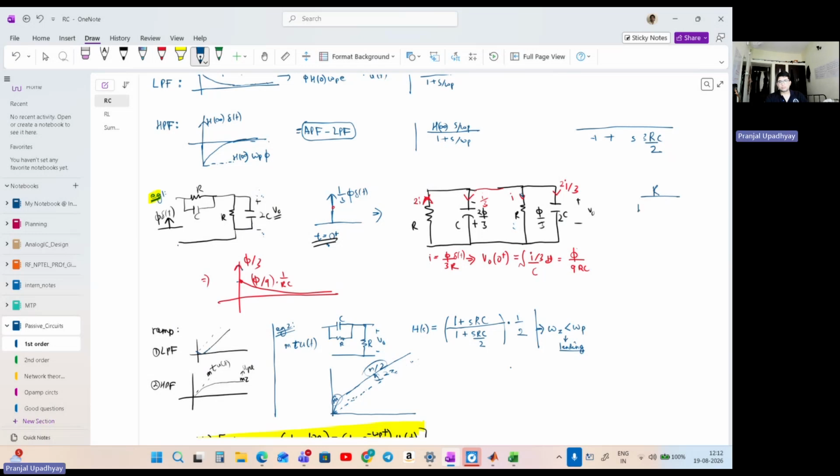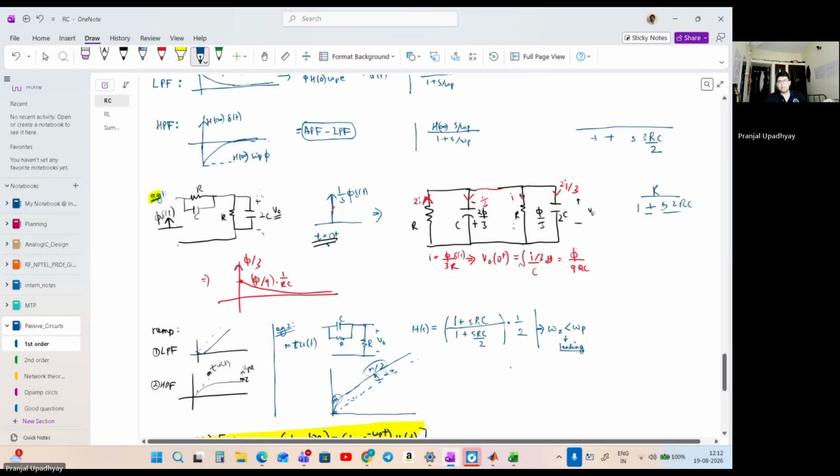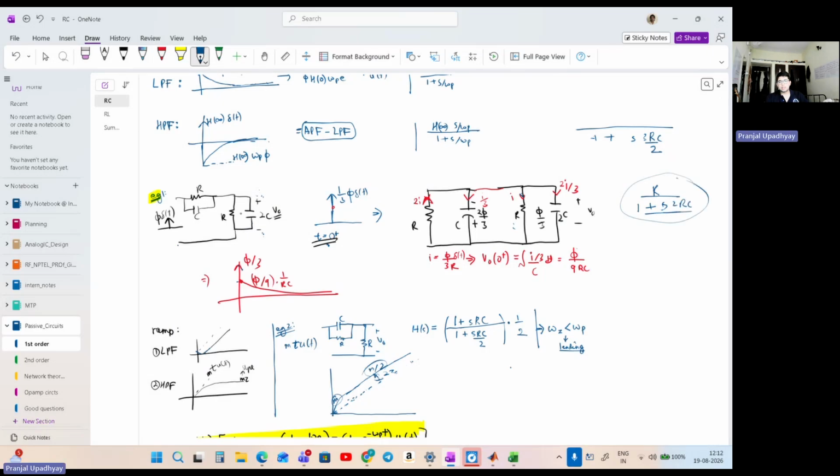1 by R, 1 plus s 2RC, right? So this is the transfer function, and we can understand that this transfer function can go to infinity, but it won't go to zero. So that means that zero is not present at zero frequency, right?